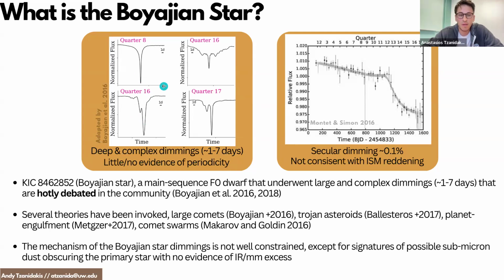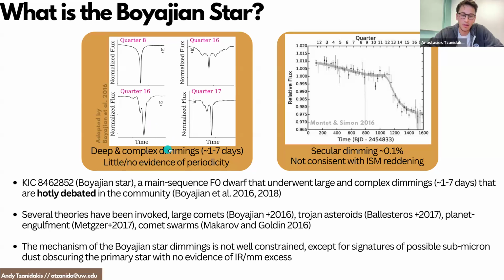And this was the first time that the community had seen anything like this, and specifically the shapes of these dimming events, but also the amplitude of the dips. So they were too deep to be planets, and the shapes seemed to be that these were really complicated things that were occulting the star.